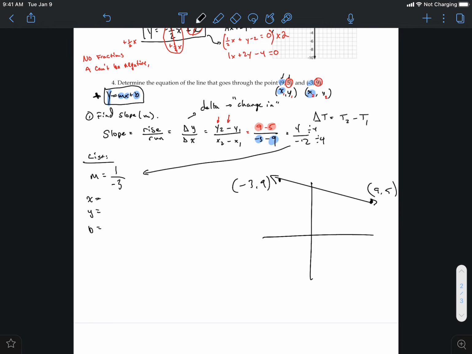Both of those points, you can agree, are on that graph. Does everybody agree? If they didn't, then you wouldn't have a graph. So it doesn't matter what you pick here, but it is true that both of these points have an x and a y value. Both of them. And because they're on the same graph, it doesn't matter which one you pick.